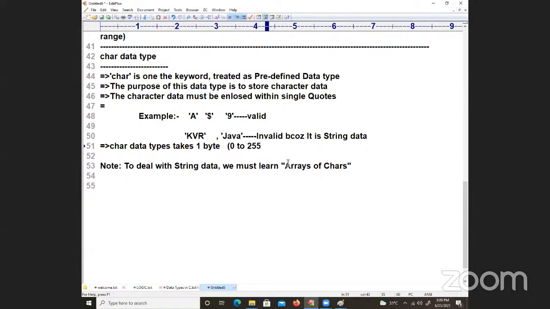255. This is called the normal range. But divided by 2 is also there. What is 255 divided by 2? We are going to get 127.5.